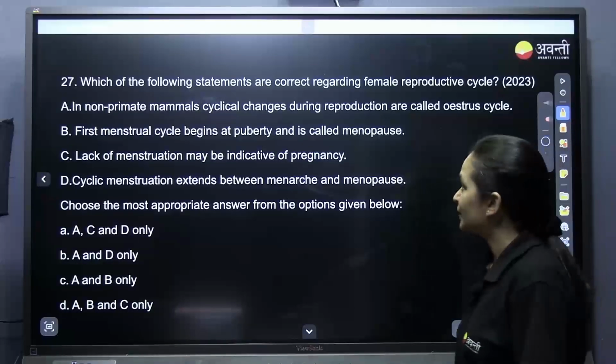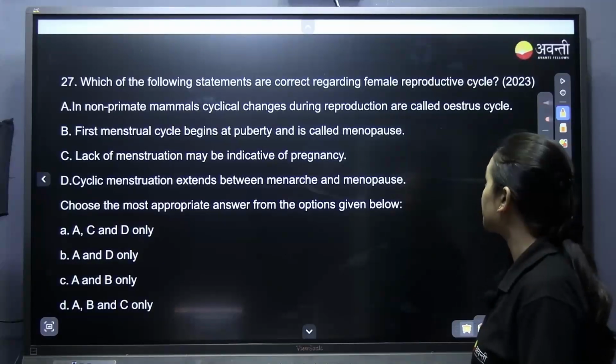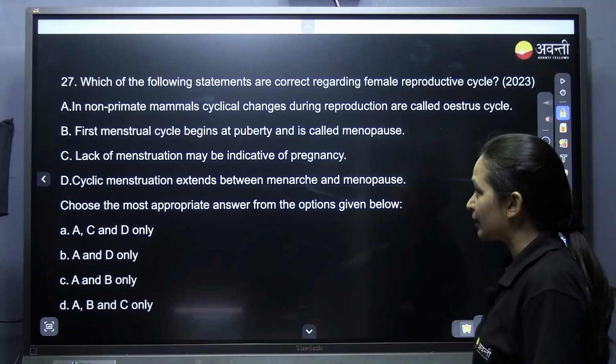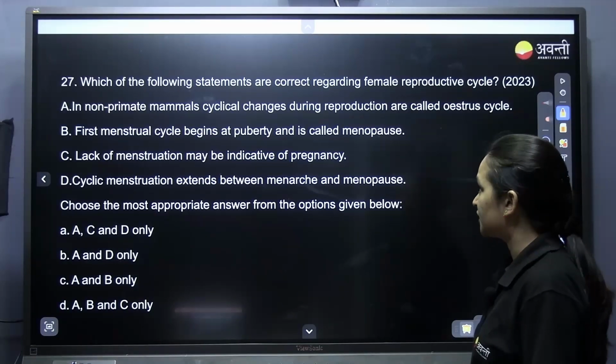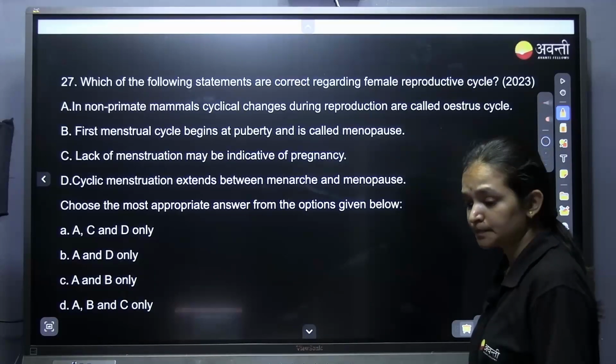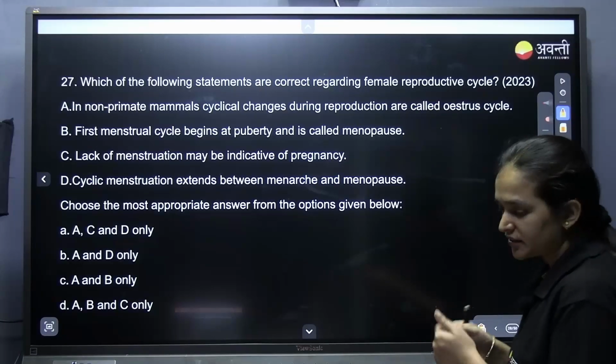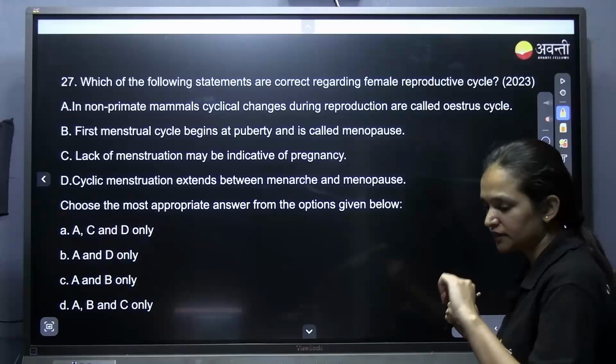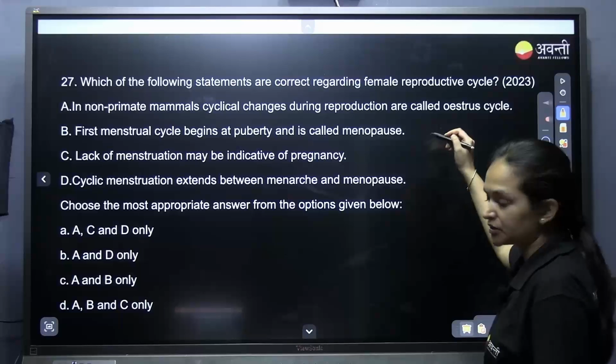Which of the following statements are correct regarding female reproductive cycle? In non-primate mammal, cyclic changes occur. Cyclic changes during reproduction are called estrous cycle. Give thumbs up if it is correct, thumbs down if it is wrong. I want everybody to participate.